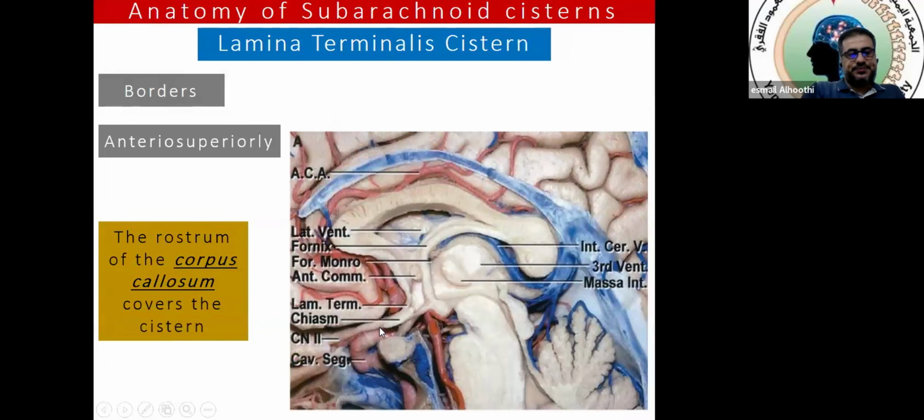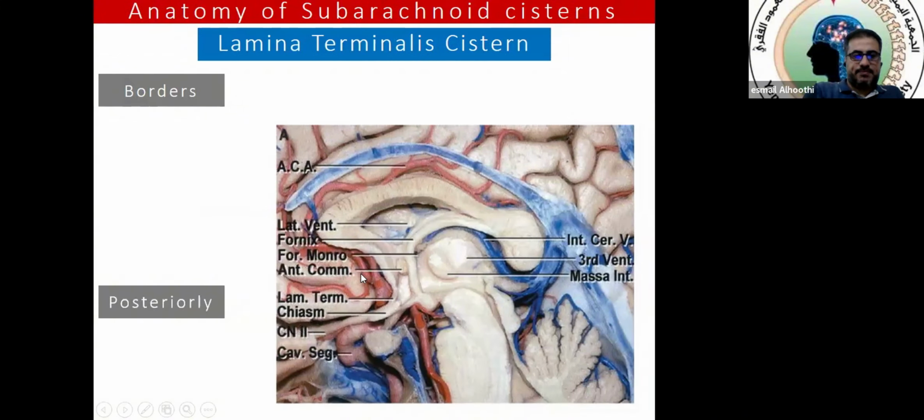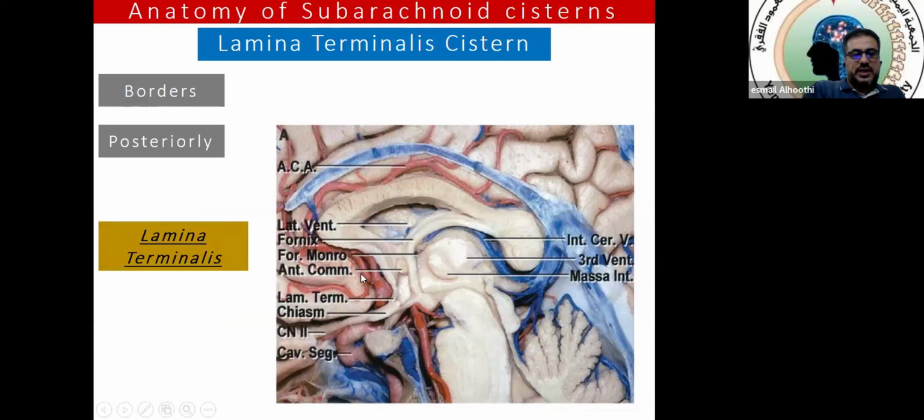Anterior superiorly is the rostrum of the corpus callosum. Here is the corpus callosum, just above, making the anterior superior boundary of the lamina terminalis cistern. So this space is called the lamina terminalis cistern. Posteriorly is the lamina terminalis. Here is the lamina terminalis.